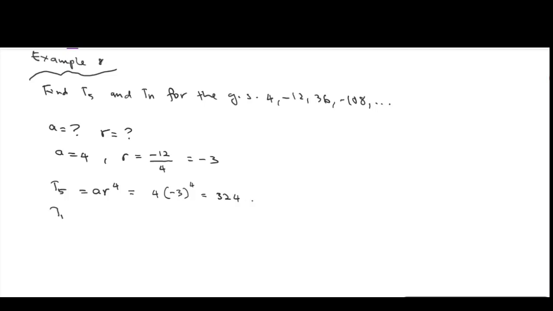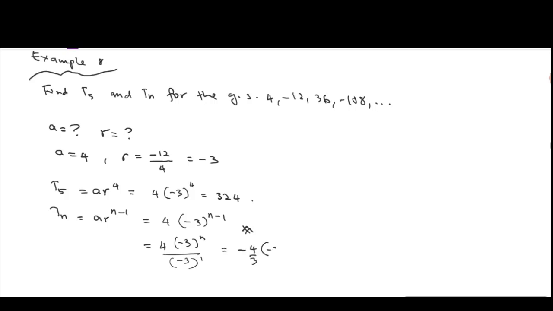The nth term will be ar to the power of n minus 1, which is equal to 4 times negative 3 raised to the power of n minus 1. You can leave the answer like this. You can use the index rule, which gives 4 times negative 3 to the power of n divided by negative 3 to the power of 1, which is equal to negative 4 over 3 times negative 3 to the power of n.